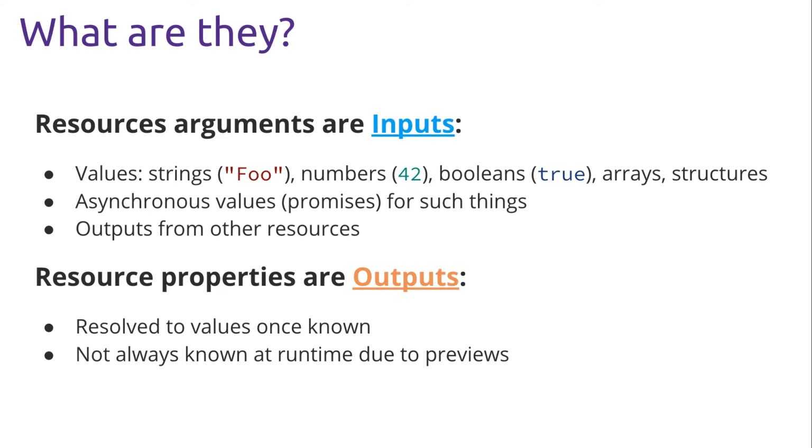After creating a resource, we can access any of its properties. These are called its outputs. Outputs are resolved to values once they're known, but because of previews, they might not always be known at runtime. As we'll see, this can cause some challenges when we're dealing with them.